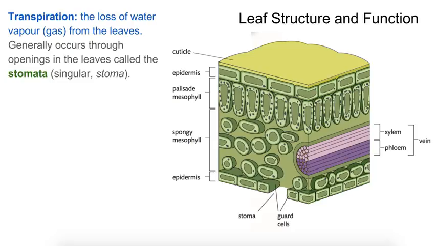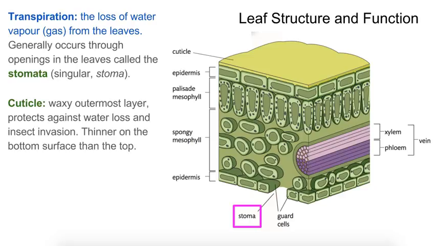Generally, transpiration occurs through openings in the bottom of the leaf called stomata. Now you'll see the word stoma. This is just the singular version of stomata. And we can see our stomata down the bottom here. We'll talk more about those in a moment.